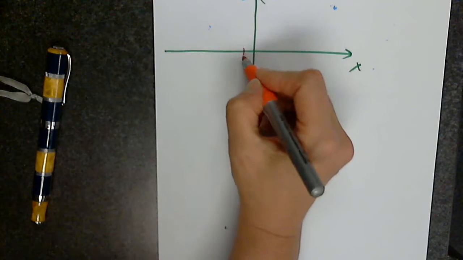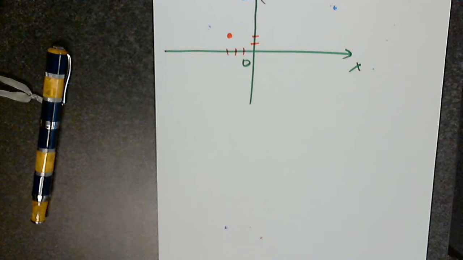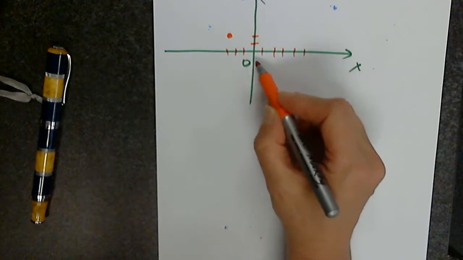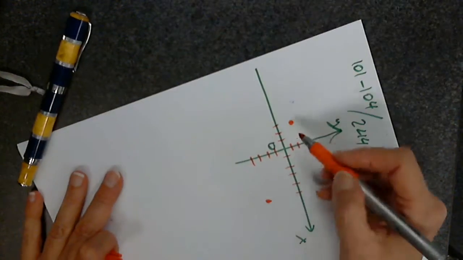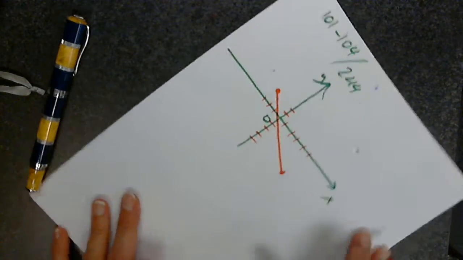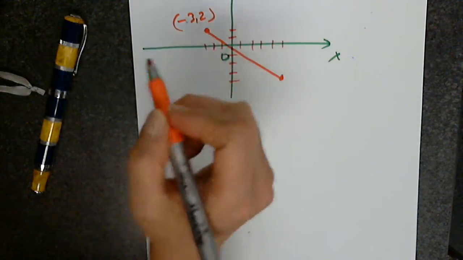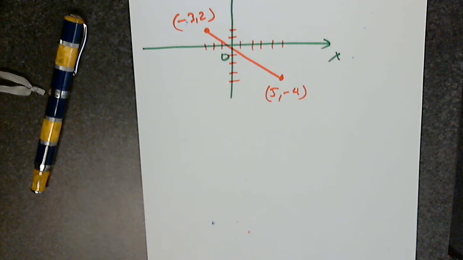Negative 3, 2, and 5, negative 4. This is the graph, and we are given this point, negative 3 comma 2, and we are given this point, 5 comma negative 4. We're asked a lot of things here, and I'm going to add a few questions, like we had on this quiz today.